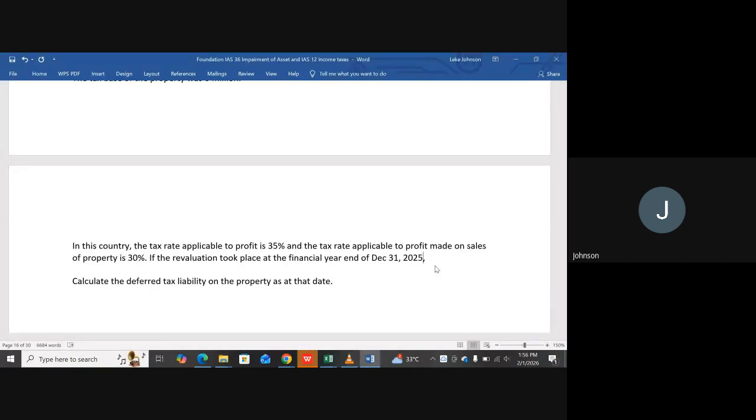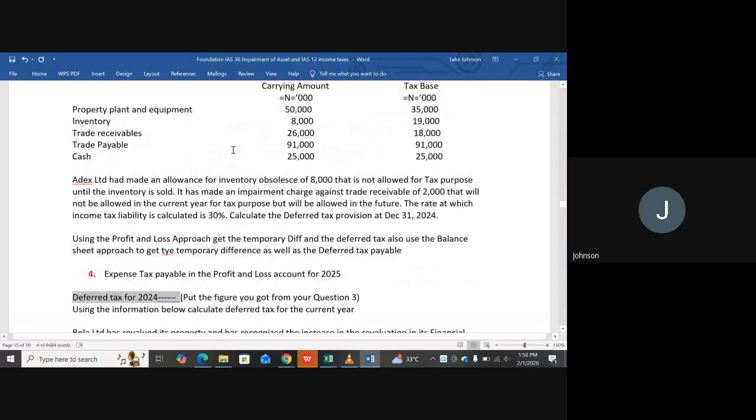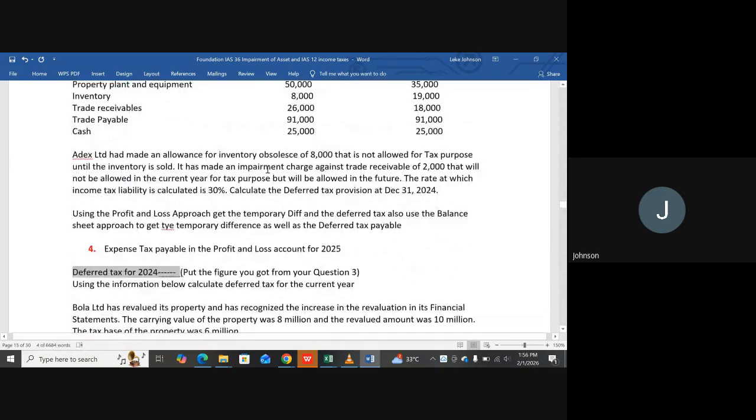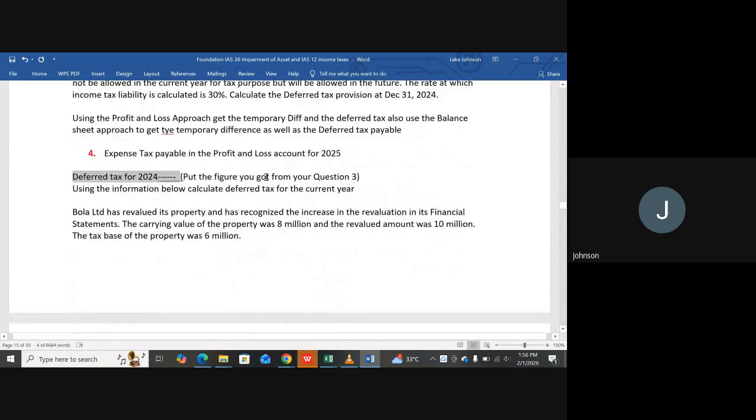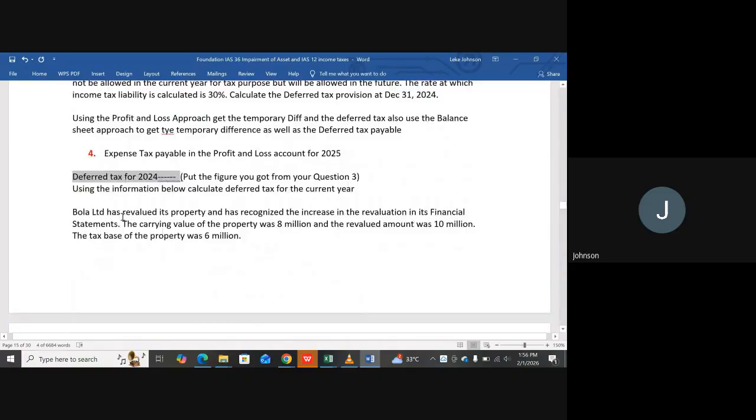So when you have gotten that, these two pieces of information that you have here will enable you to get the movement in deferred tax. So you've seen the deferred tax for 2024, okay? The deferred tax for 2024, you are going to pick from the answer that you got here. But I think it's different names. Maybe I should change it to Adex Limited. So let me call this Adex Limited again.